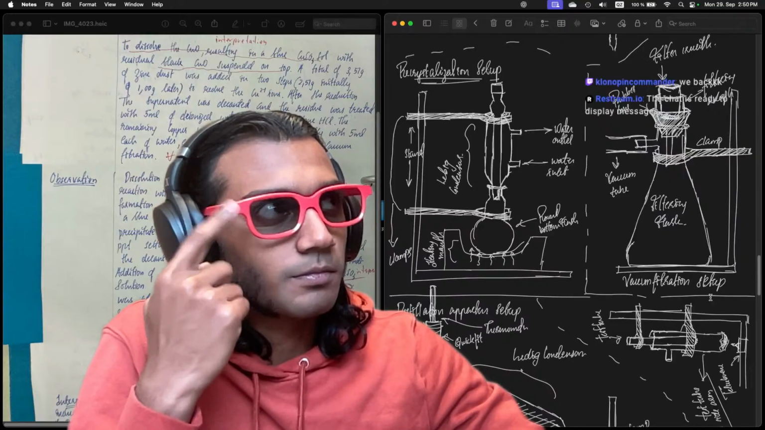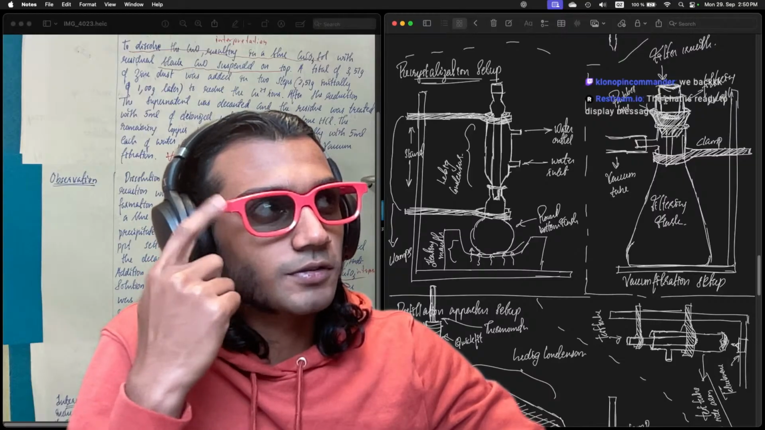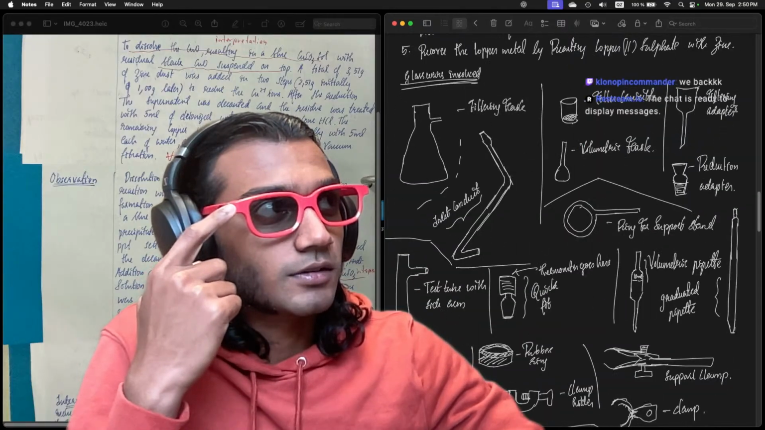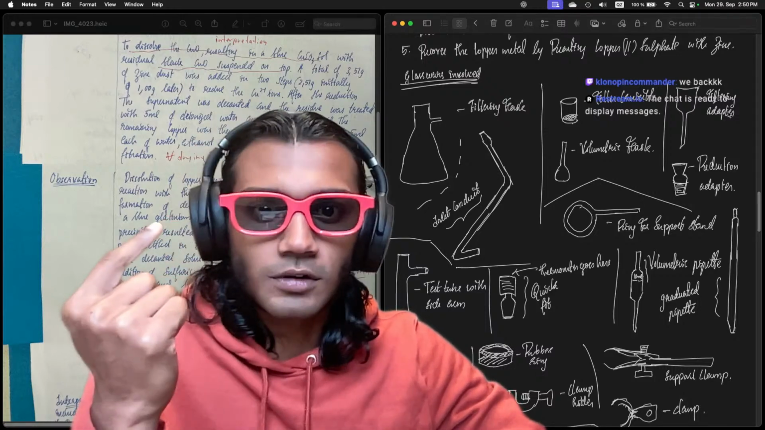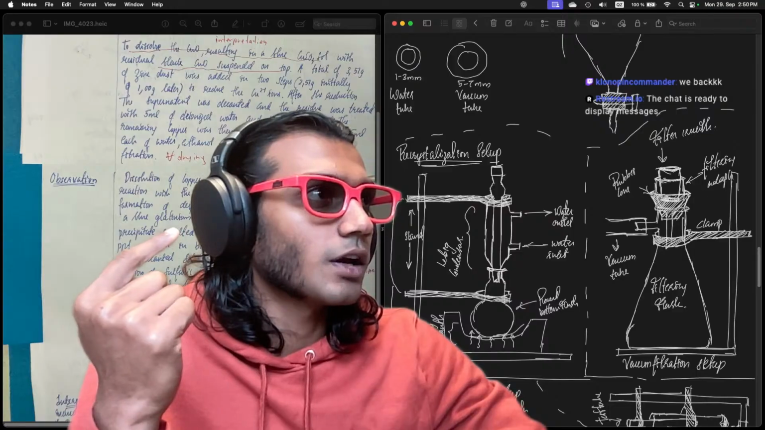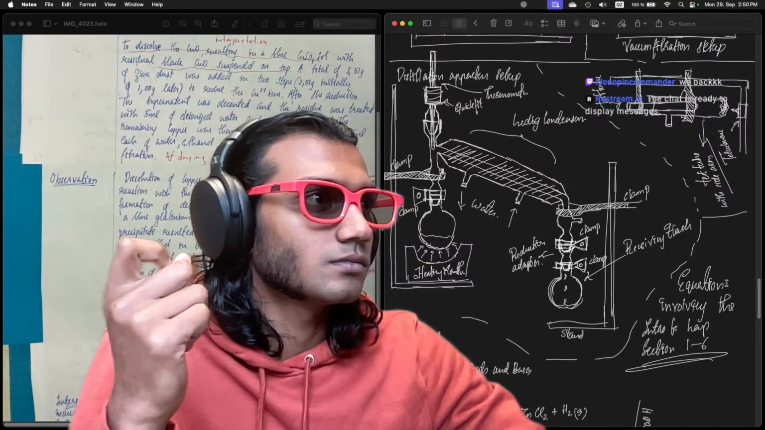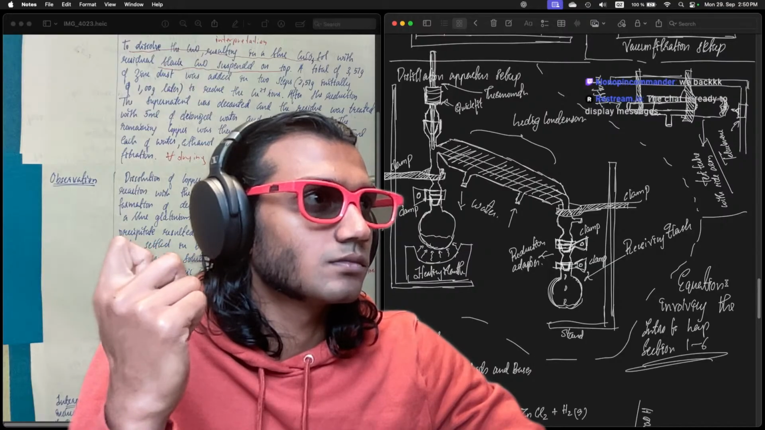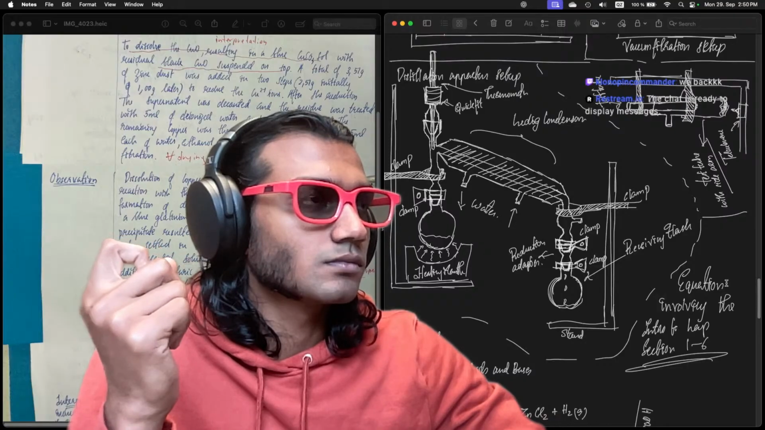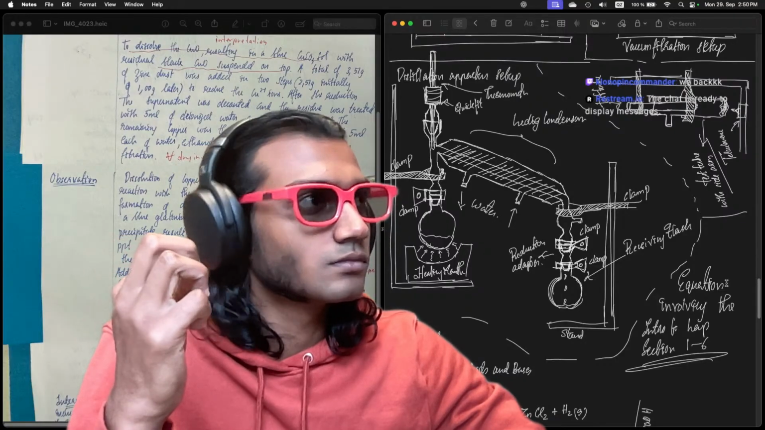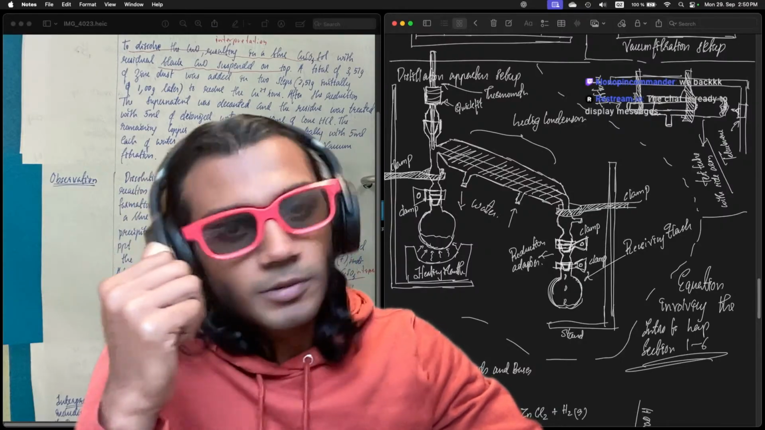Vacuum filtration setup. That's the rubber cone. There's the filtering flask, right? Filtering adapter. Come on, filtering adapter. That's the filtering adapter. Filter crucible. That's the sublimation setup.